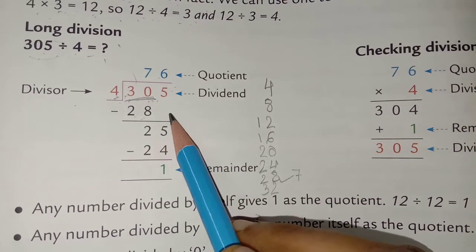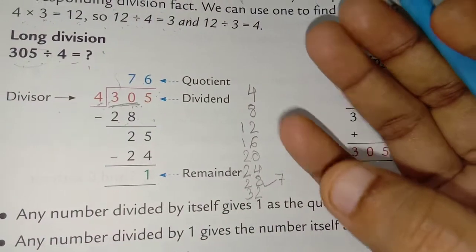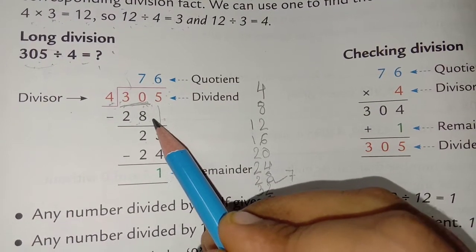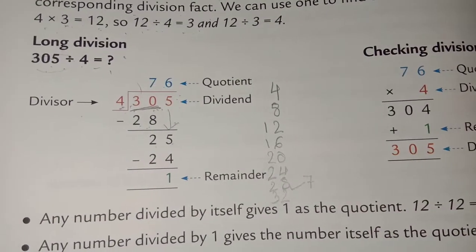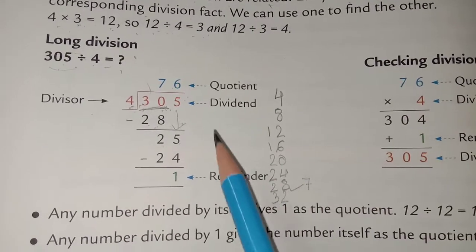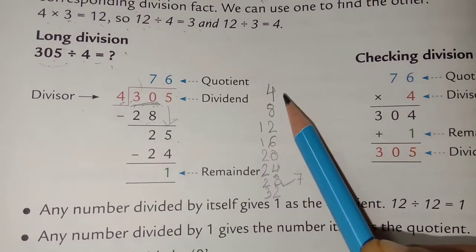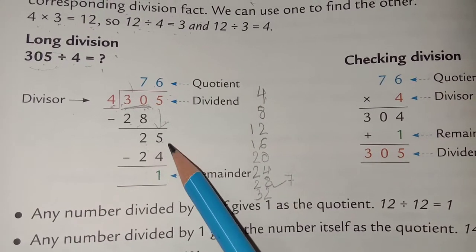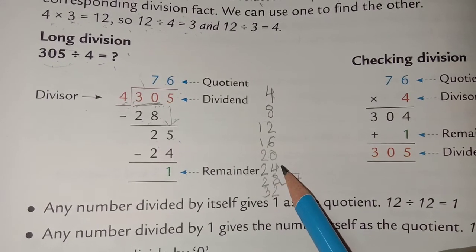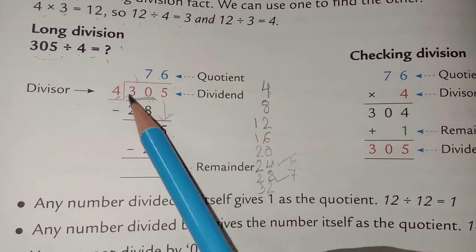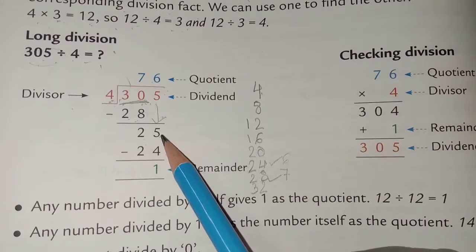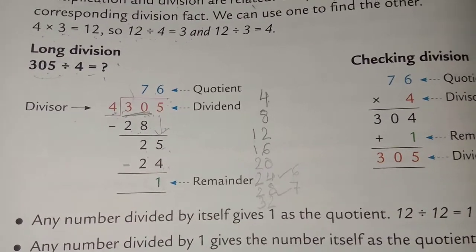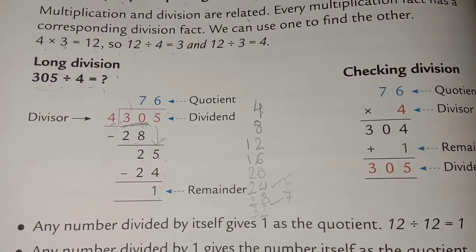30 minus 28. So after 28 it is 29 and 30. 2 is remaining. So we will write 2. And the next number, write with the 2. Now 25. Again you have to see this table. Is 25 coming? No. Smaller than 25 it is 24. When is it coming? 6s. So 4 6s are 24. 5 minus 4 is 1 and 2 minus 2 is 0. So the remainder is 1.